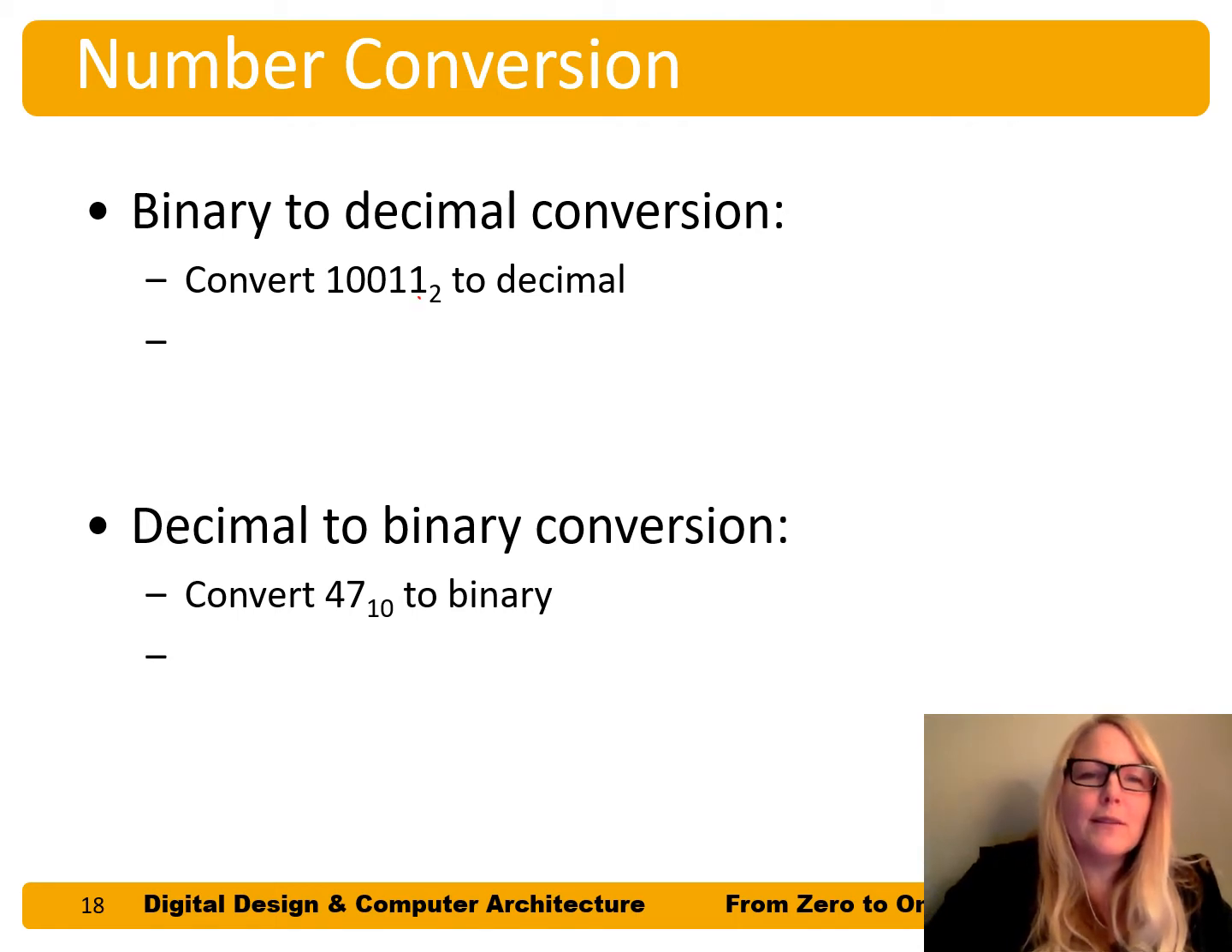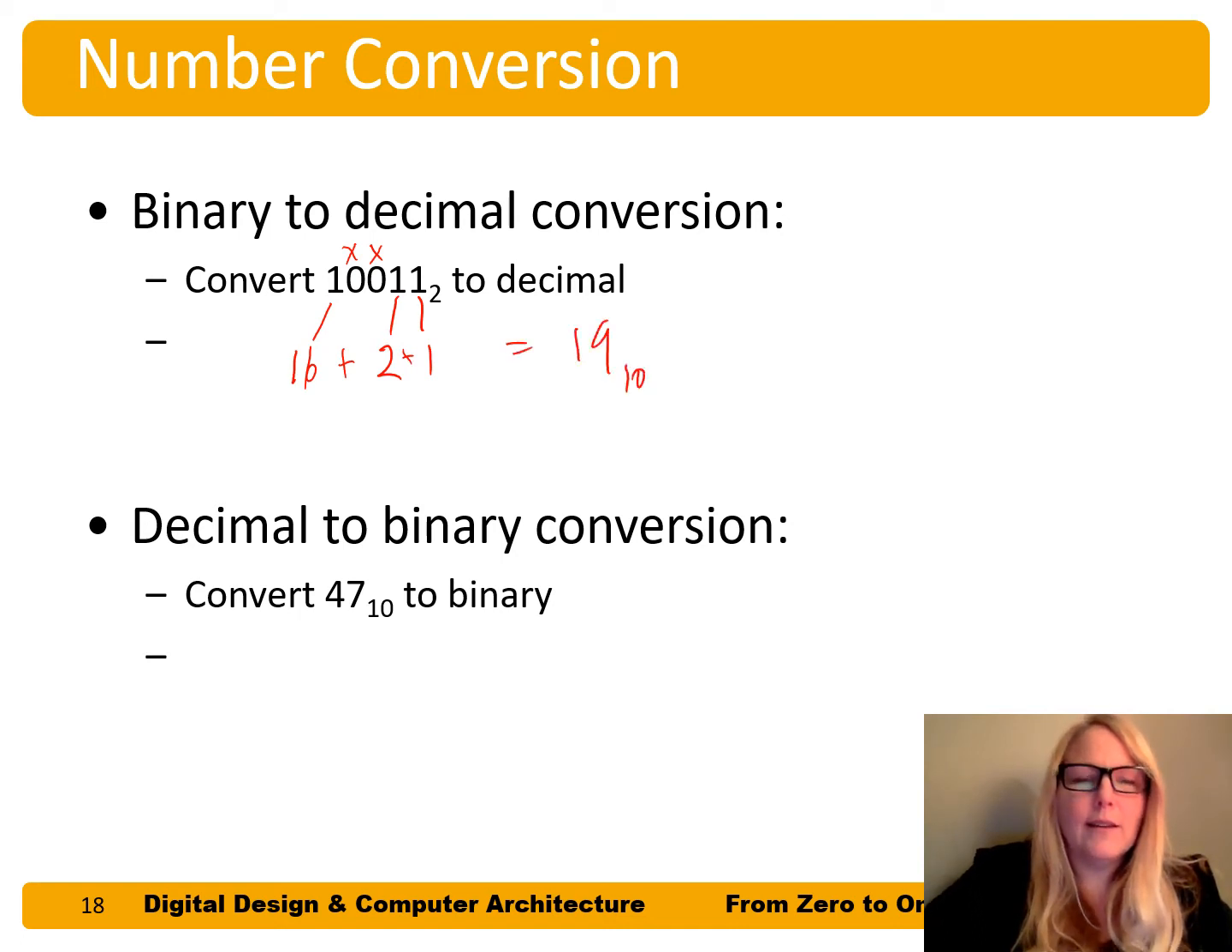10011 base 2 is, well, we have a 1 in the 1's place, a 1 in the 2's place. We don't have a 1 in the 4 or the 8's place, but we do in the 16's place. And so we get 16 plus 2 plus 1 is equal to 19 base 10. So this is our binary representation of 19.